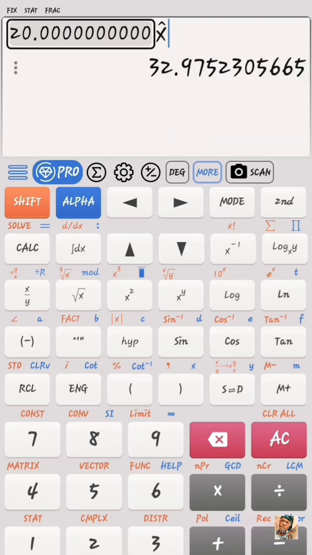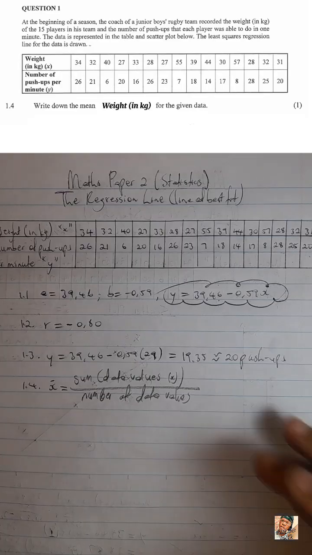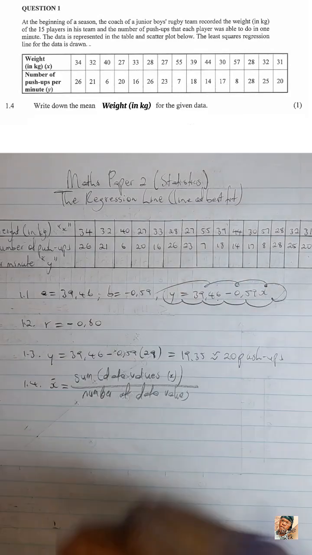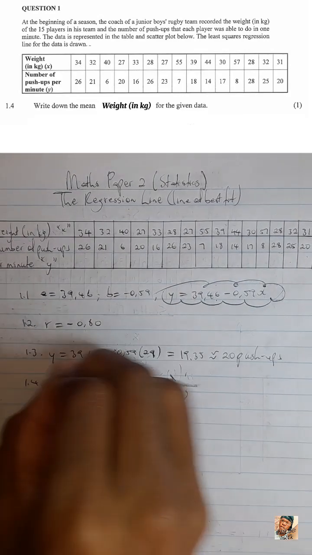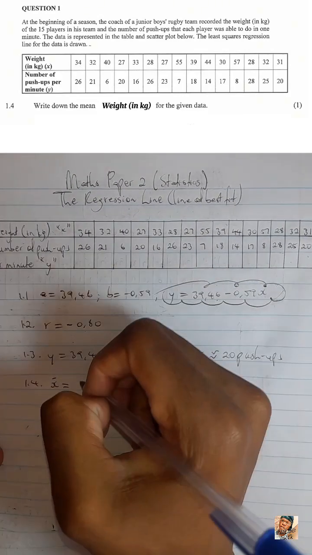Okay, now that we have determined what the mean is, which is 32.98, we're going to go back to the book to write it down and then go to the other question. So please excuse me for a second as I go back to the book. All right, now that we are here in the book, we're going to write down what the mean is. We have calculated the mean to be 32.98. So let us write it down. The mean is 32.98.